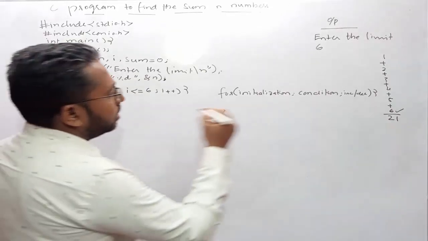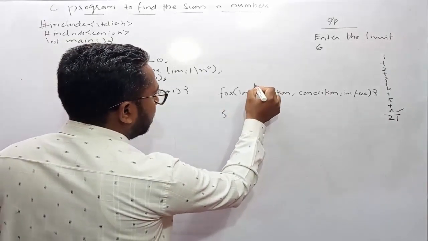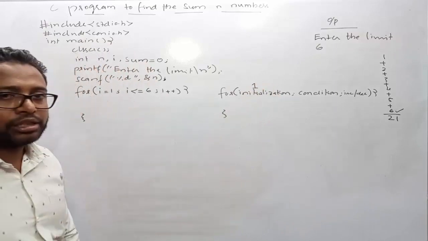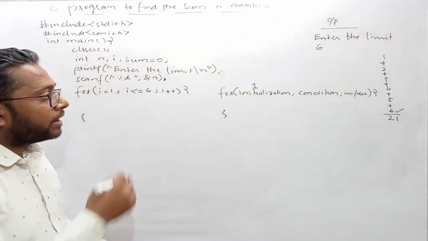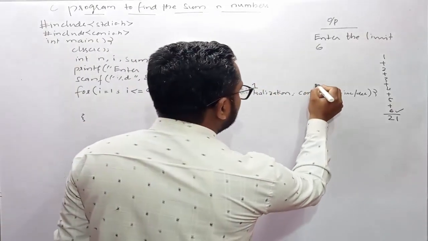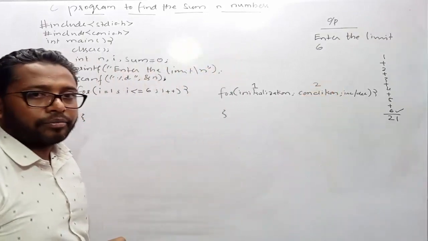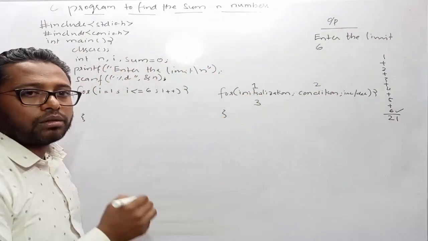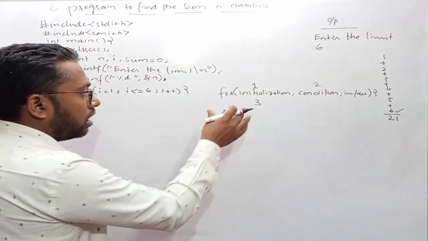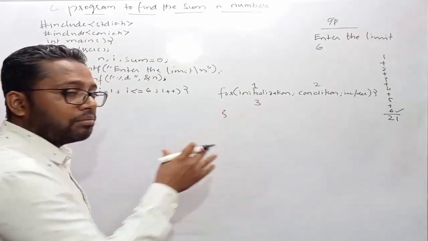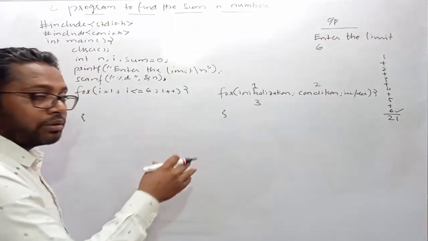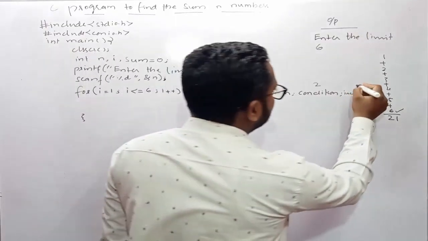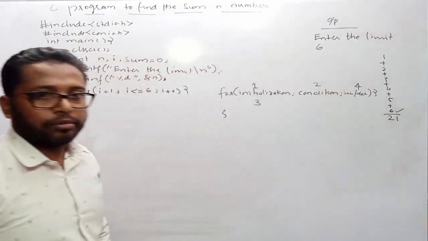So initially, the first part, the initialization part, gets executed. Next, the control comes to the condition part. Then the third is the body of the for statement, which is the statement present inside the for, and it gets executed. Then the control will come to this fourth part.